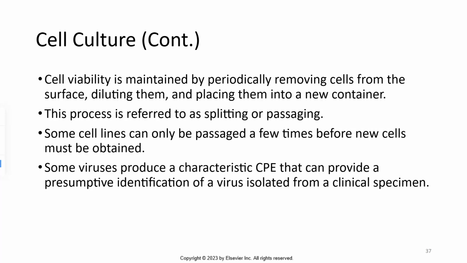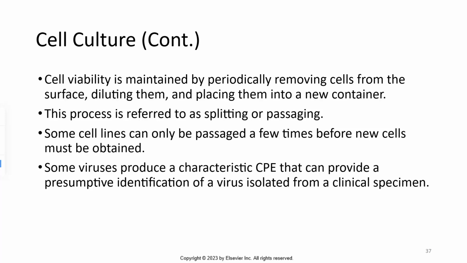This process is referred to as splitting or passaging. Splitting cells is another thing that we can do. So we can just wash and replace the media, but during that process, we also count how many cells are in a particular area, and then we can calculate based on what we saw in that area, and we can apply it to the whole culture.